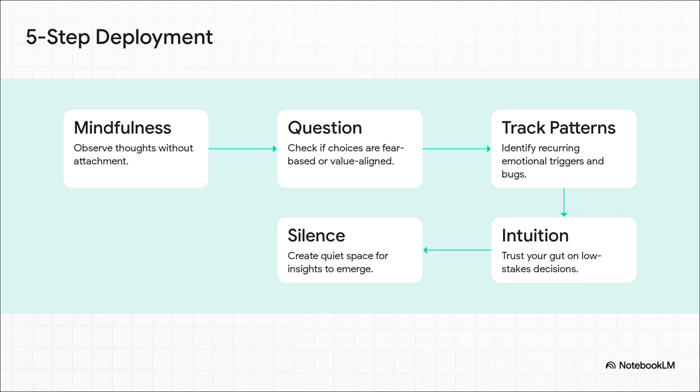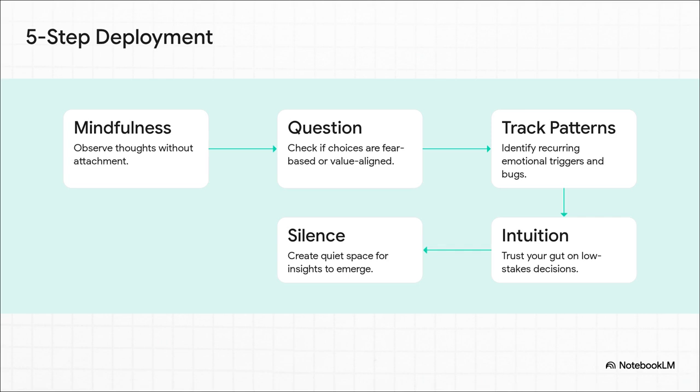Number 1, mindfulness practice. This is like tailing your application logs. You just observe the stream of thoughts without getting attached, without judgment. Number 2, question motivations. This is your code review. Before you commit to a decision, ask yourself, is this driven by fear or is it aligned with my core architecture? 3, track patterns. Be a great QA engineer for yourself. Find those recurring emotional bugs and the triggers that cause them.